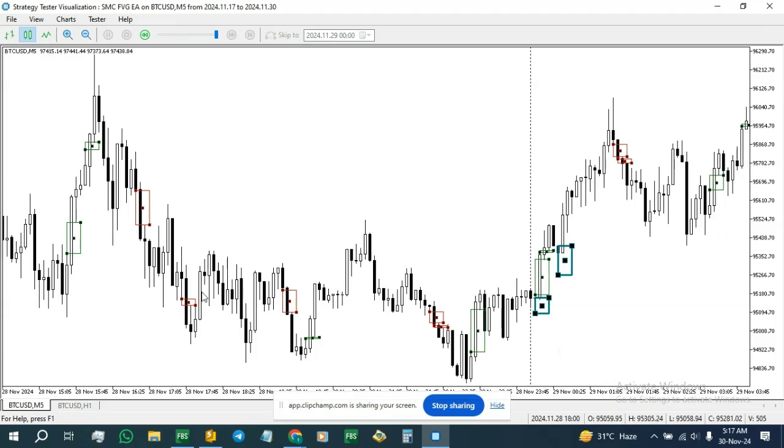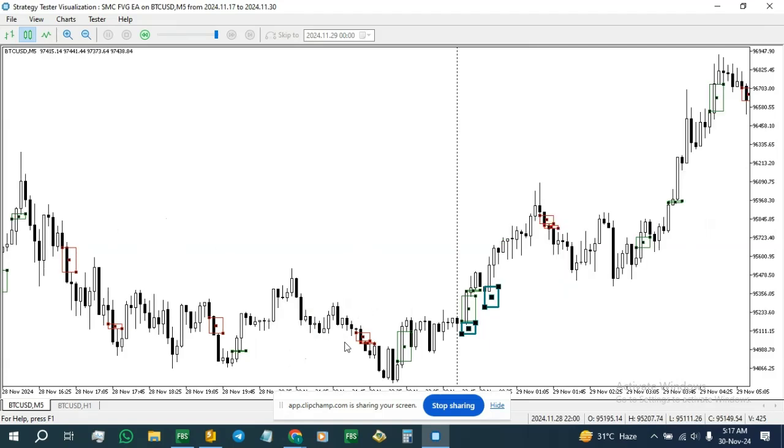So what are fair value gaps? Fair value gaps are characteristic of motive waves. What are order blocks? Order blocks identify the start of the most recent motive wave. This is the one in thick shading. That is an order block. It identifies the start.